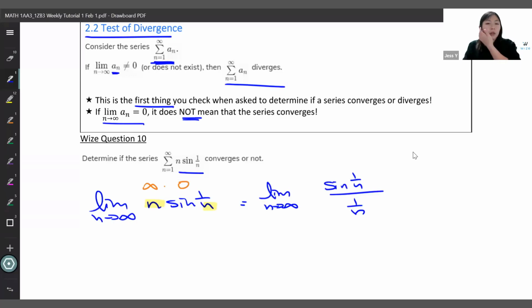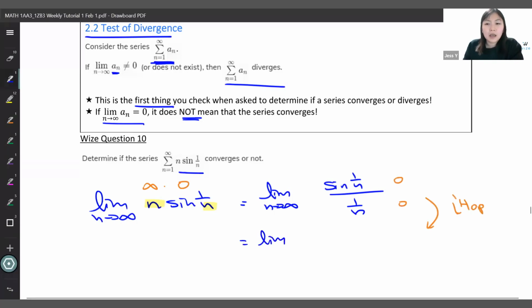So that when I flip and multiply, I'm not changing my question. Now we get 0 over 0. Use L'Hopital's. So we have the limit as n goes to infinity. Now I need the derivative of the numerator. So use your chain rule. Derivative of sine is cos.